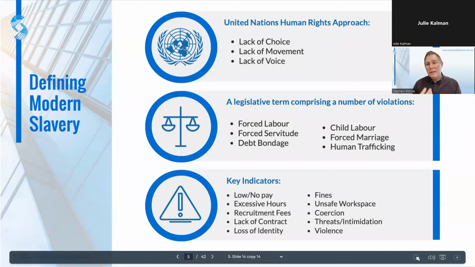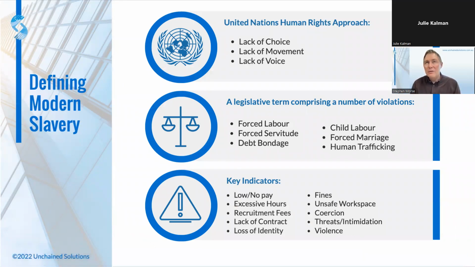There are different ways that we can look at a definition of modern slavery from a human rights approach, if you like. Slavery in its essence is really the forced removal or the loss of choice, voice, and movement. So people are restricted in where they can go. They're restricted in terms of what they can say and what they can do with their lives. And that's kind of the essence of what slavery is, and there's a fair degree of ownership attached to that.